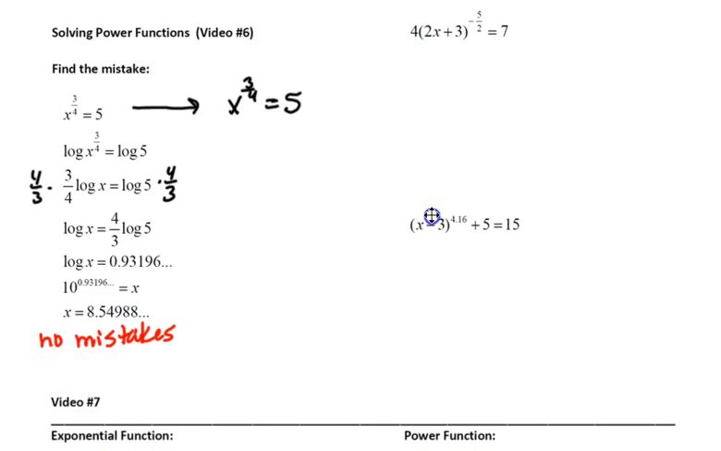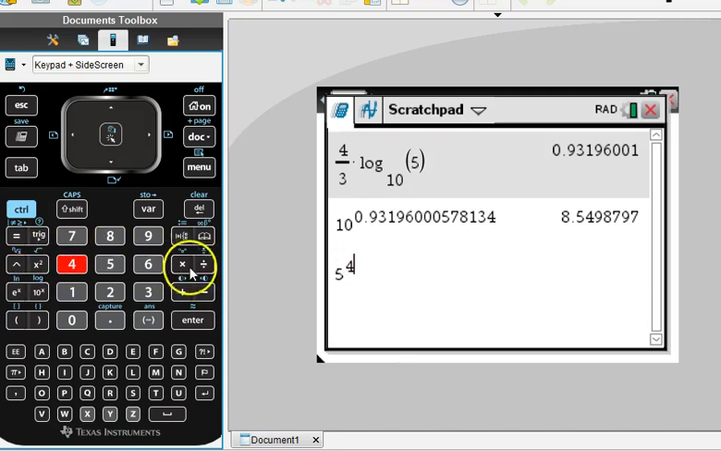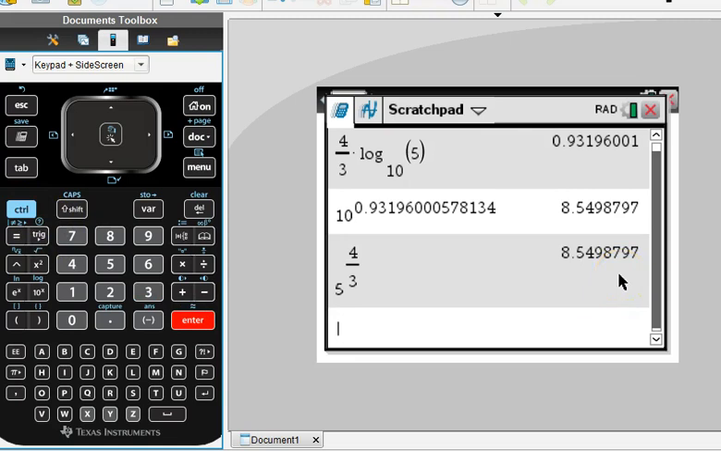So if I were to just take both sides of the equation and raise it to the same power so that I get an x to the first, if I multiply 3/4 times 4/3, I get 1. So if I just raise both of these to the same power, x equals 5 to the 4/3 should be the solution. So let's just double check that. 5 to the 4/3 power. Same number. One step to solve this equation.